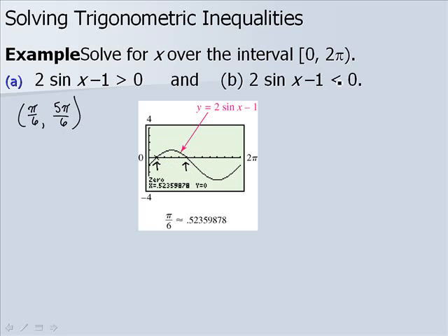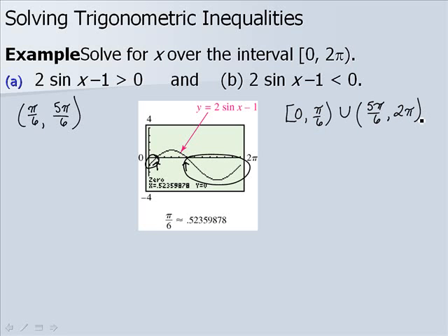Now to do part B, notice that our equation is less than 0. It's less than 0 here and here, so we have two places where it's less than 0. So it's between our first point, which was 0, and pi over 6. And we use union to indicate that we have another interval. And we're then going from 5 pi over 6 to 2 pi.